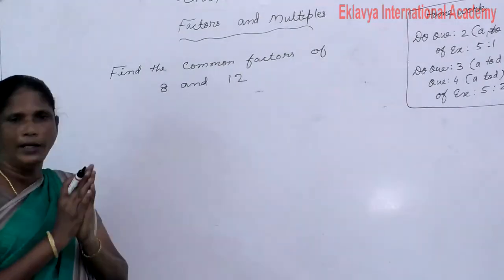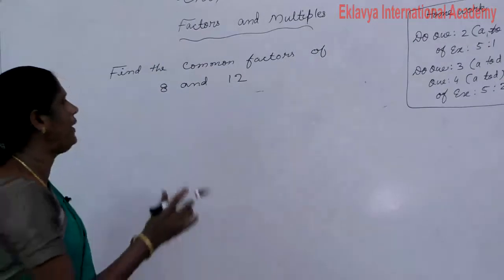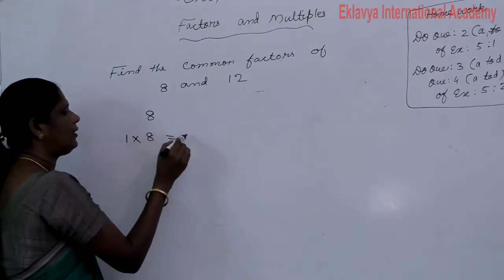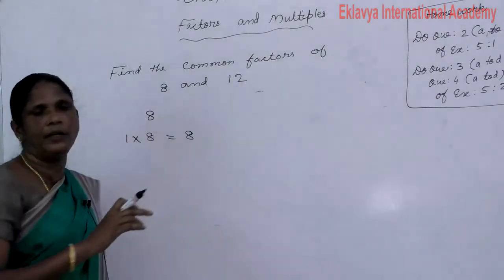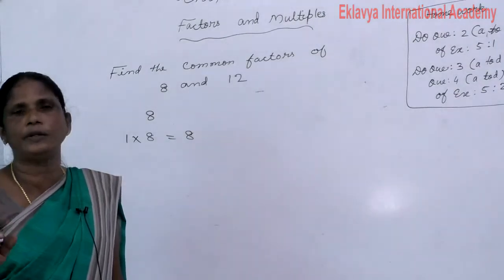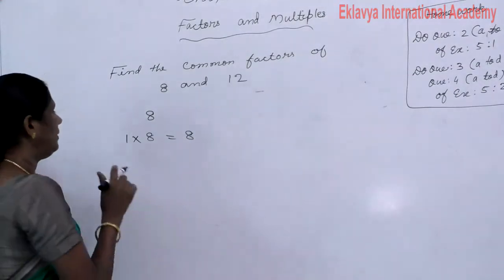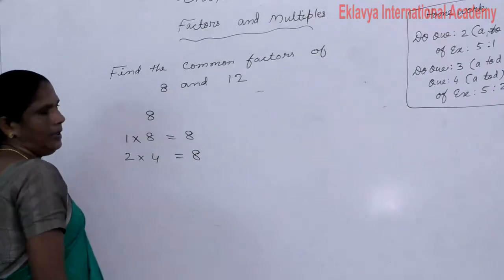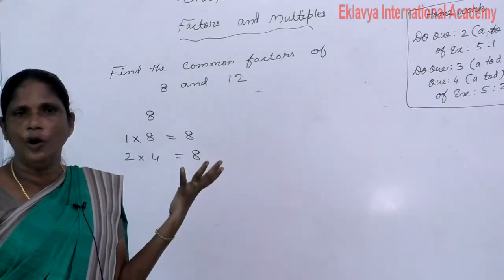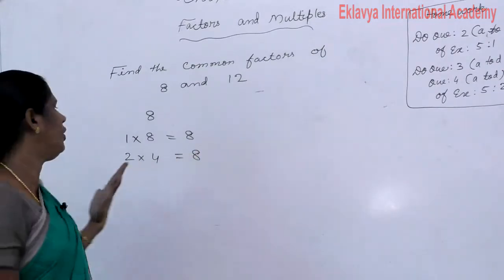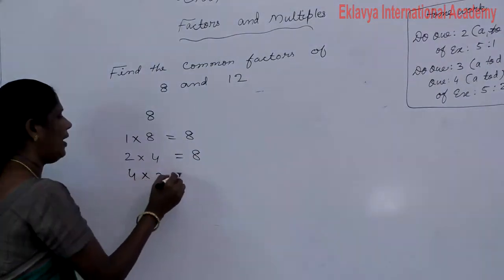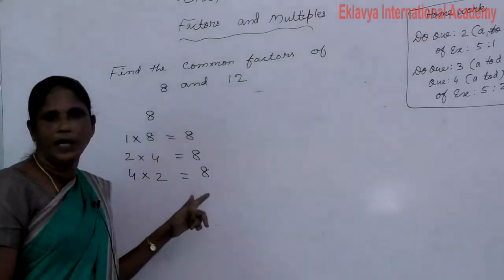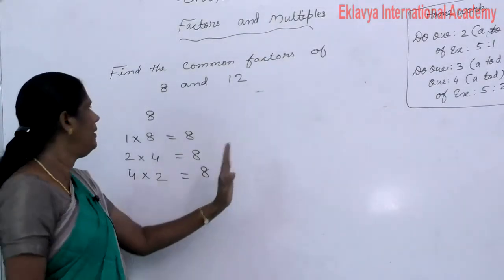First you find the factors of 8. Here 8: 1 into 8 is equal to 8. 1 and the number itself are the factors of every number. Okay. Then 2 into 4 is 8. Does the table of 3 come in 8? No. Then next 4. 4 2s are 8. Here 2 and 4 are repeated. Therefore you stop. Okay.